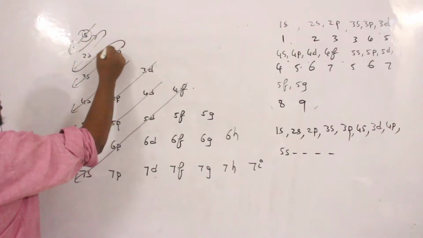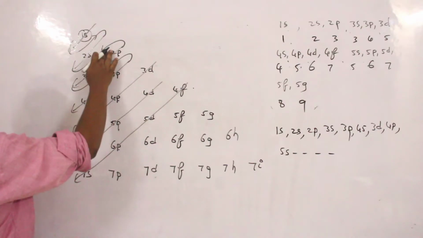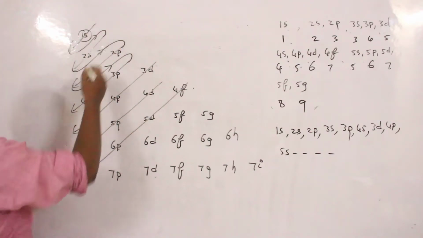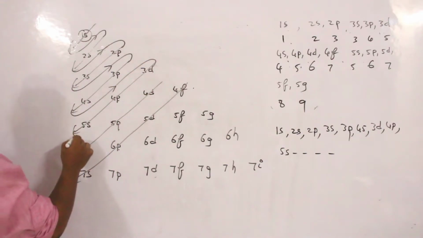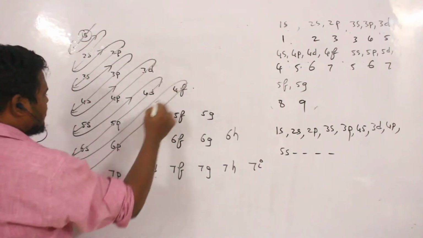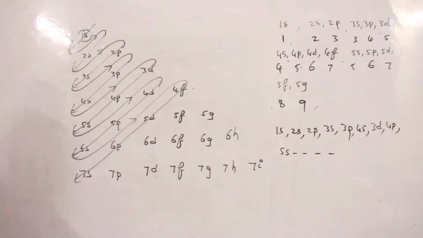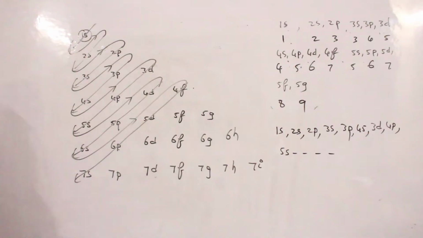2s should follow 2p. Next 3s should follow 3p. Clear? Then 4s should follow 3d. 5s should follow 4d. 6s should follow 4f. So this is the sequence in which we have to fill the electrons. We are not filling the electrons, they are filling by themselves only.